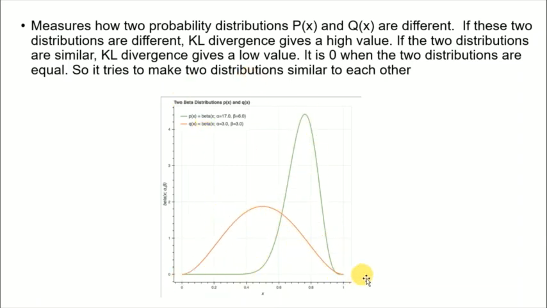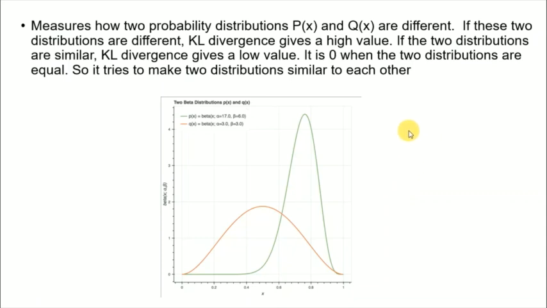Now what we want to do is measure how similar these two distributions are to each other. We use the KL divergence to measure the similarity. Basically, KL divergence gives a high value when the two distributions are different, and it gives a low value when the two distributions are similar. Now, when does it give a value of 0? If the two distributions are equal.